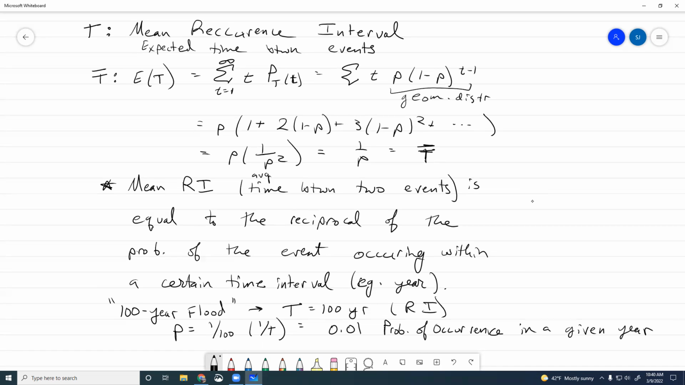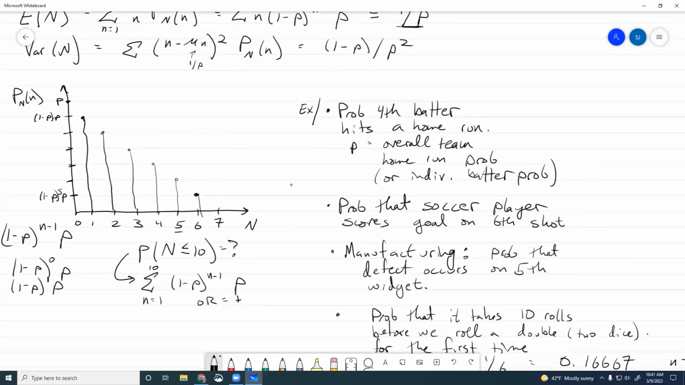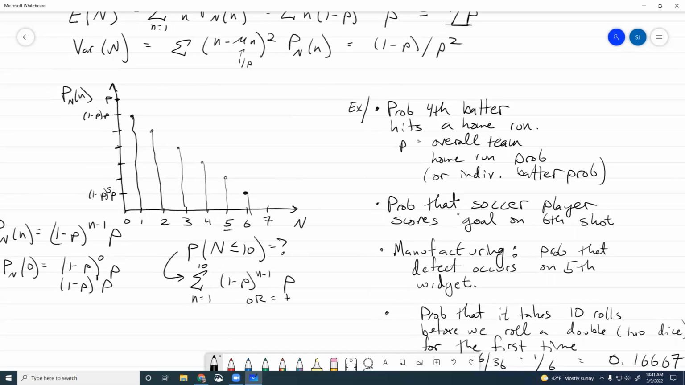But if we had 10,000 years, then you could look at the recurrence interval, the average time in between floods of a certain threshold, and then say, okay, that flood on average happens every 100 years. But we actually know it follows this geometric distribution. So we can go back over here and say, well, that flood on average occurs every 100 years, but it could occur on the 4th year. It could occur on the 5th year, right? There's a probability associated with each of those.